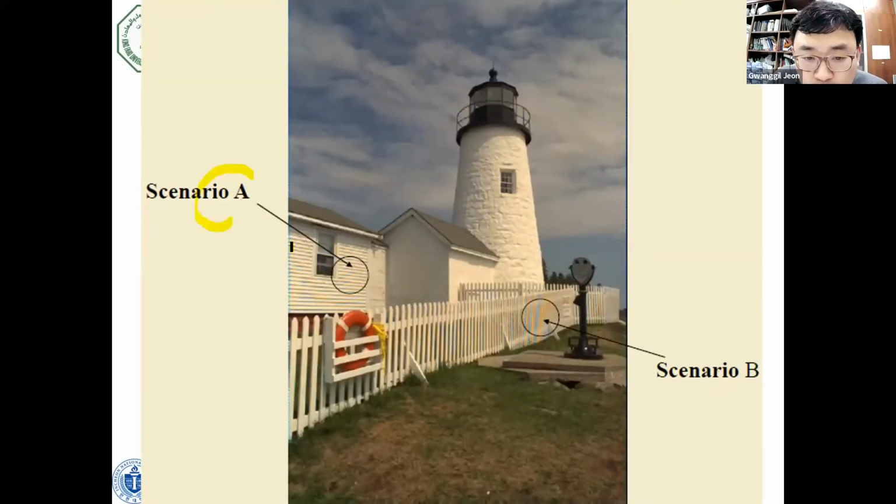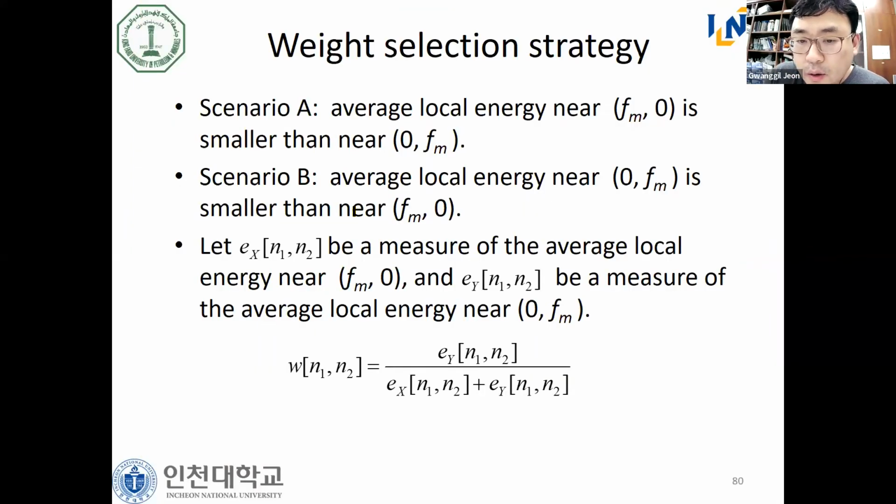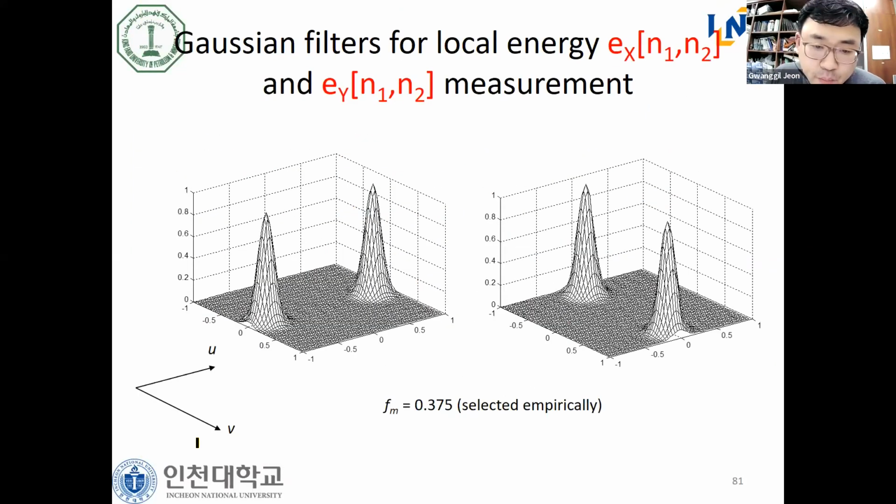So the first scenario and the second scenario: in this case, horizontally high frequency, vertically high frequency. So how? My idea is that we want to add a Gaussian function. Horizontally we apply a Gaussian function, and vertically we apply a Gaussian function.